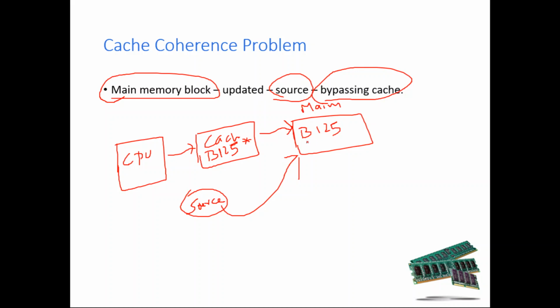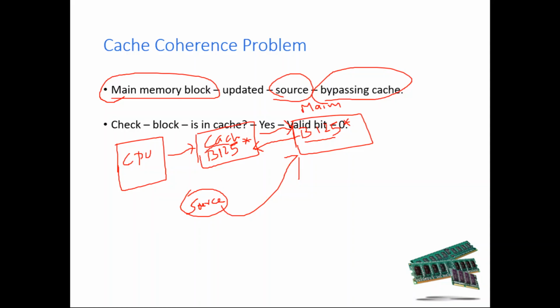So in main memory, say this block 125, originally it was brought to cache. In cache itself, the processor has already updated it. Now some other source is again updating this content in the main memory. If such updates are happening, if some source is bypassing the cache and updating that content in the main memory, then immediately the memory control circuit should check whether that block is in the cache memory or not.